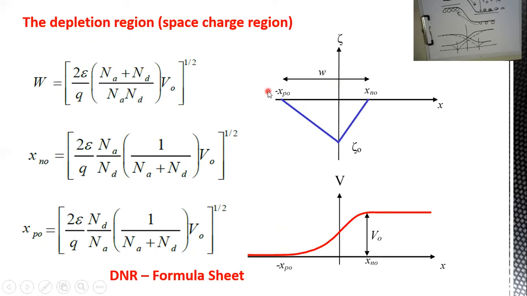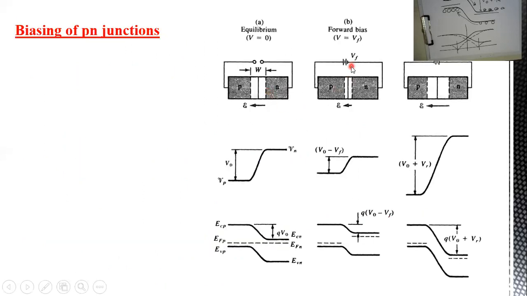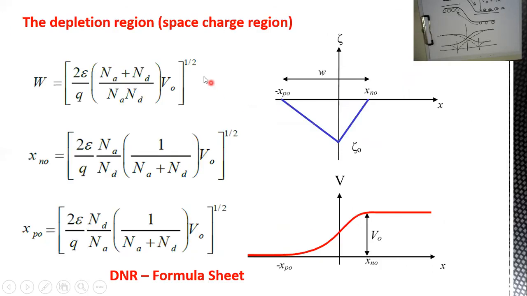What if you apply a forward voltage with a value greater than V naught? In this case, the term V naught minus VF will have a negative sign. And as you can see in the W equation, this expression is under a root. So if you have a negative sign under the root, this is imaginary. And of course, it doesn't make sense to have an imaginary W because W is a distance.